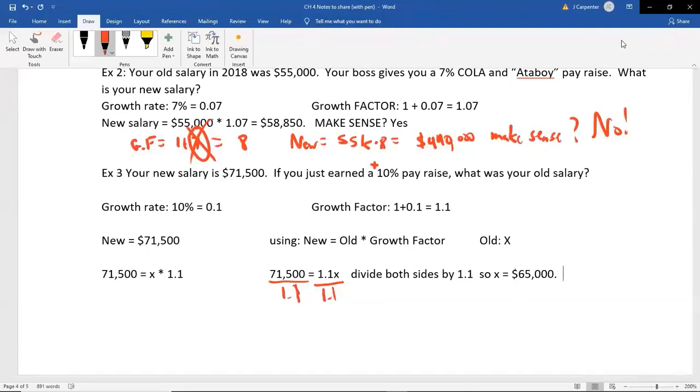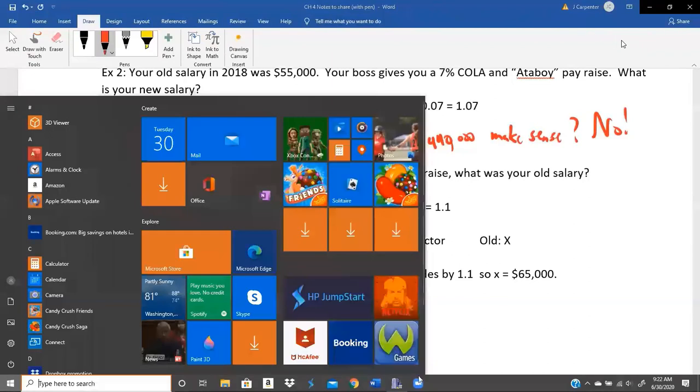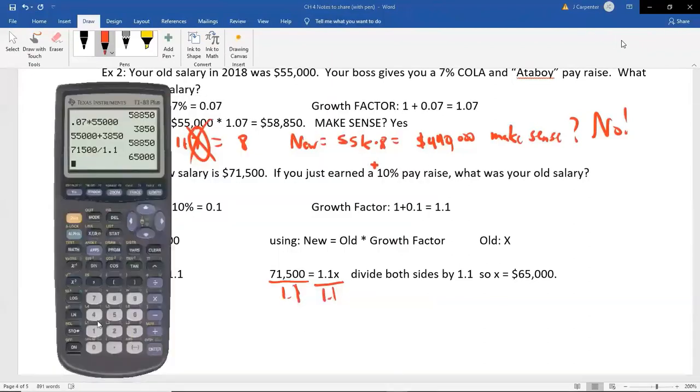So check this out. Let's show a couple ways this could have been done wrong. Let's say you just multiply them. 71,500 times 1.1. Oh, let's just do this exactly like the last one and multiply them. You get 78,000 and some change. How would you have made 78,000 in the past, get a 10% raise, and now make 71,000? That doesn't make sense.